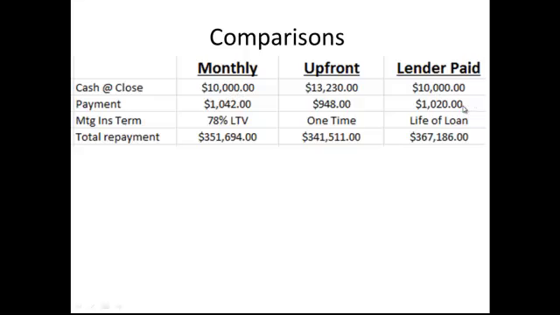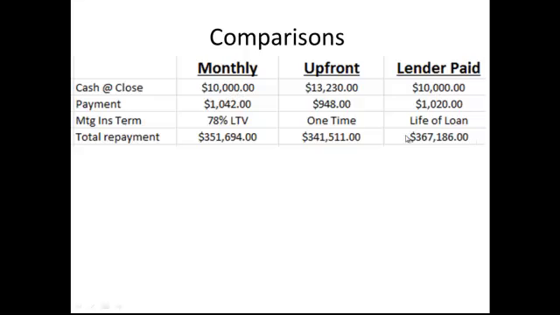Then if we do lender paid, same cash at closing as our initial scenario, our monthly payment is higher because we've got a higher principal and interest, and the mortgage insurance term is for the life of the loan. Now it's important to understand this $1,020 paid by the lender, that interest rate is fixed for the entire 30 years. So you end up paying $367,000 for your total repayment for principal and interest.